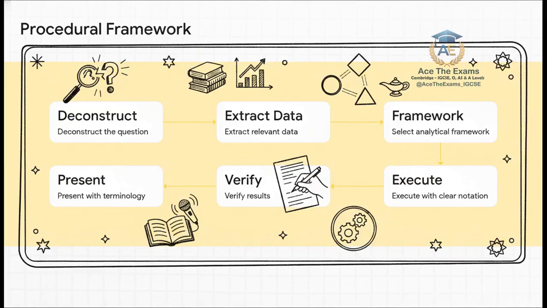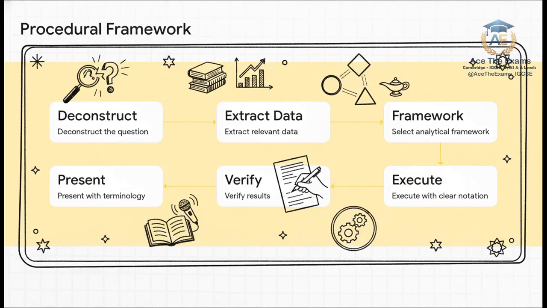What we have here brilliantly illustrates the six-step procedural framework you absolutely must follow to guarantee your text blocks survive rigorous examiner inspection. Step 1, you deconstruct the question. Step 2, extract relevant data from the stimulus texts. Step 3, select your analytical framework.